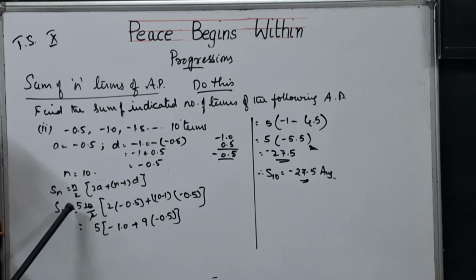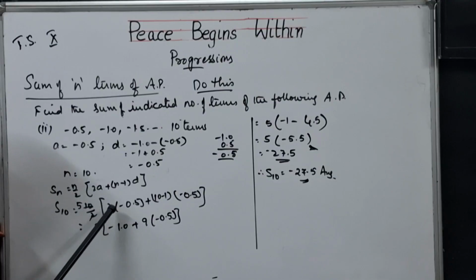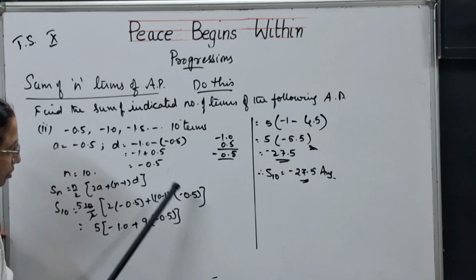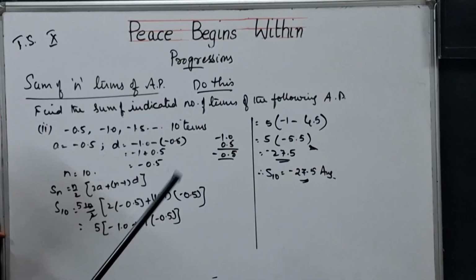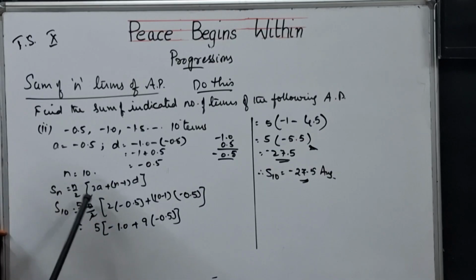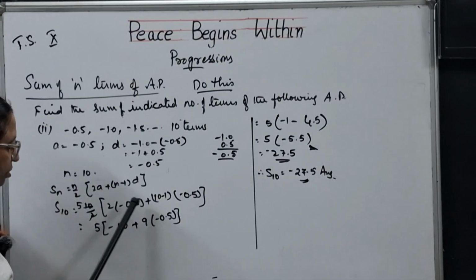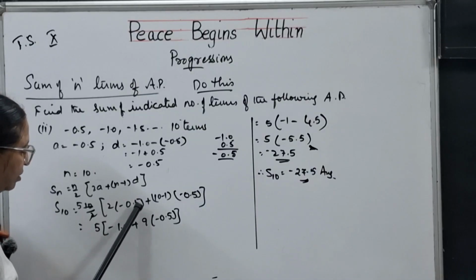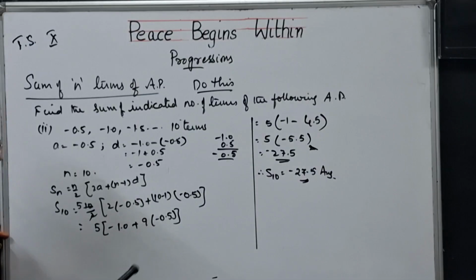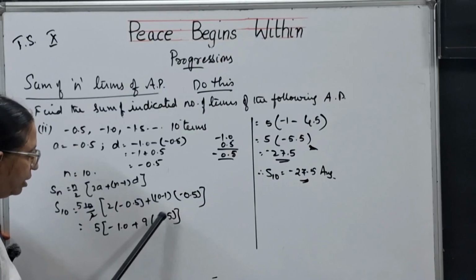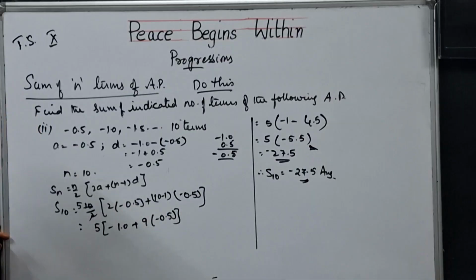So the sum of 10 terms is equal to 10 by 2 into 2 into A, which is minus 0.5, plus 10 minus 1. N is 10, 10 minus 1 into the common difference minus 0.5. That means I have cancelled here, 2 fives are 10, 5 into 2 into 2, 5s are 10. 10 means decimal is there before one digit, that is 0 will get cancelled. Minus 1 we get. 10 minus 1 is 9 into minus 0.5.